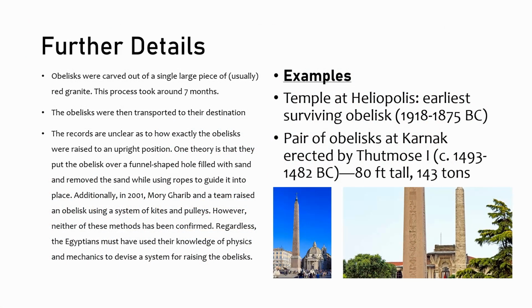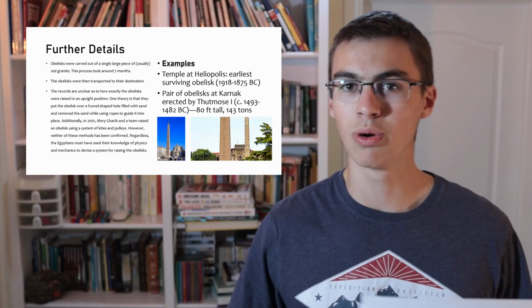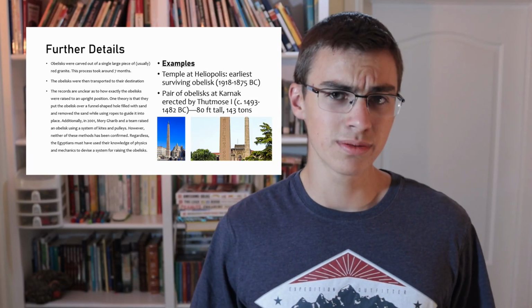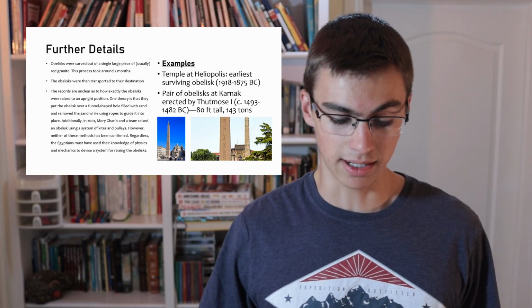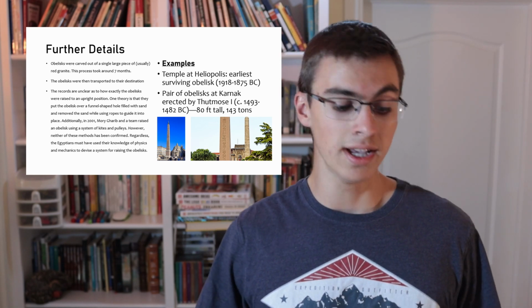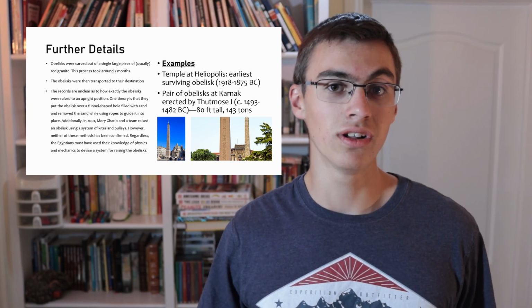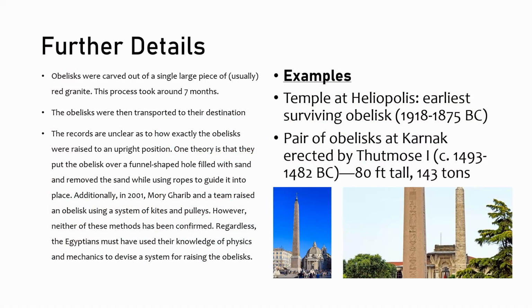There's a couple different theories, like maybe they used a funnel-shaped hole filled with sand, and then somehow shoveled the sand out of the hole while the obelisk was raised into position. Another scientist has devised a system of like kites and pulleys and supports to pull the obelisk up. So those are some different theories, but we really don't know, and that's what makes it really interesting to know how these Egyptians, with their ancient technology, managed to raise these huge pieces of stone.